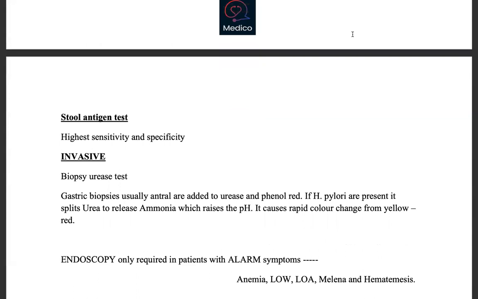So for invasive methods, you can use the biopsy urease test. You take some gastric biopsies from the gastric antrum, and you add those biopsies to urea and also phenol red. What happens is, if Helicobacter pylori are present, it will split urea to release ammonia, and that can raise the pH. So phenol red will have a rapid color change from yellow to red.